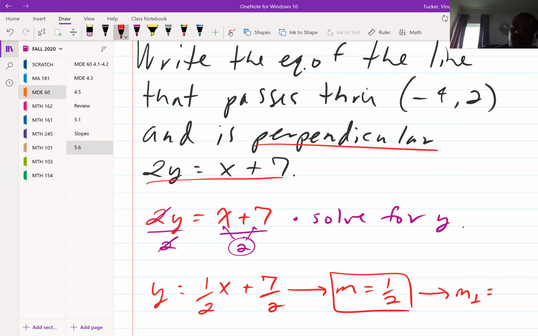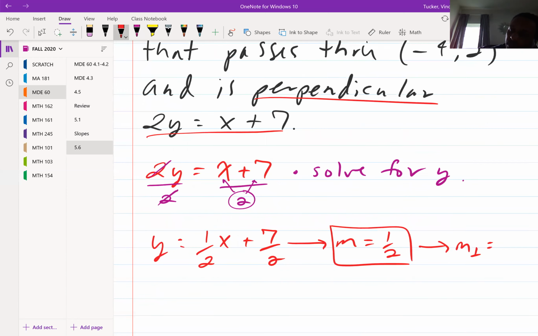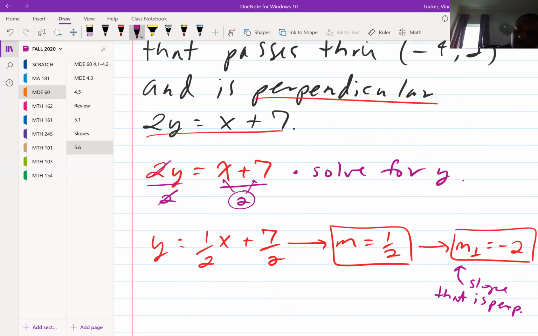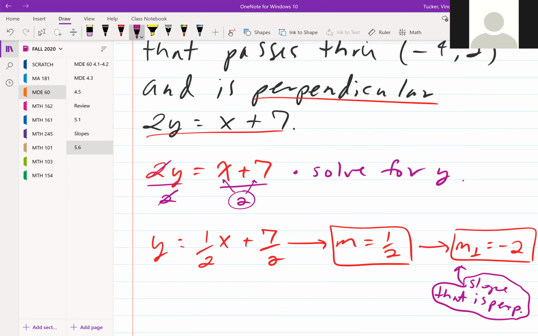For a slope that's perpendicular, remember, they're negative reciprocals, so you use the opposite sign and you flip the fraction. All right, so it's a slope that's perpendicular. Okay, I have a question. So when you flip it, it turns into a negative?